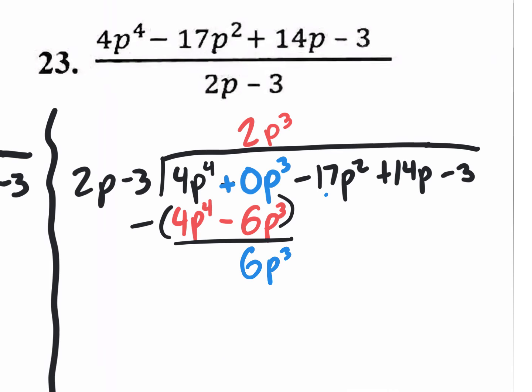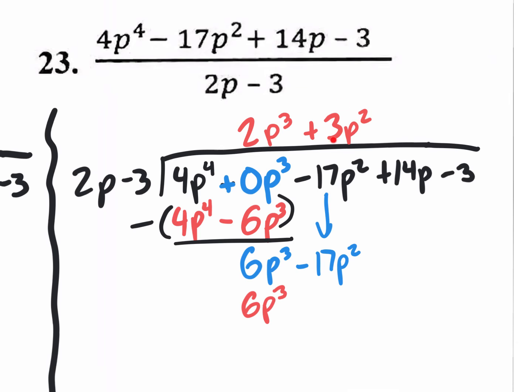Now we're going to bring down the minus 17p squared. And once again, we think 2p times what will get us that 6p to the third? What's that? Plus 3p to the second. Right? 2 times 3 is 6. P times p to the second is p to the third. So we will end up with that 6p to the third right there.